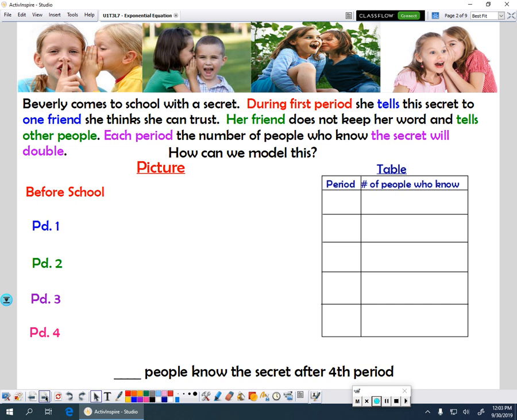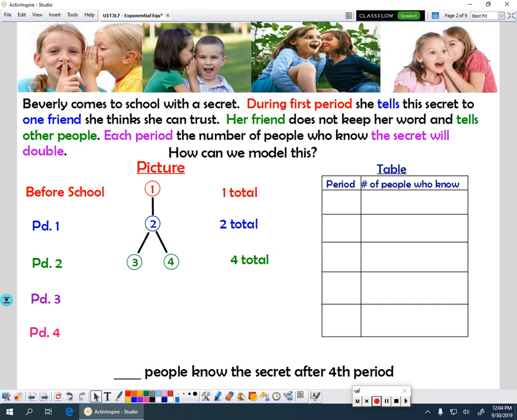So we're going to model this in two ways. One is with a picture and one is with a table. So in our situation before school, the only person who knows the secret is Beverly. So there's one total person. During period 1, Beverly tells her friend. So now Beverly and her friend know the secret, so that's 2 total people.